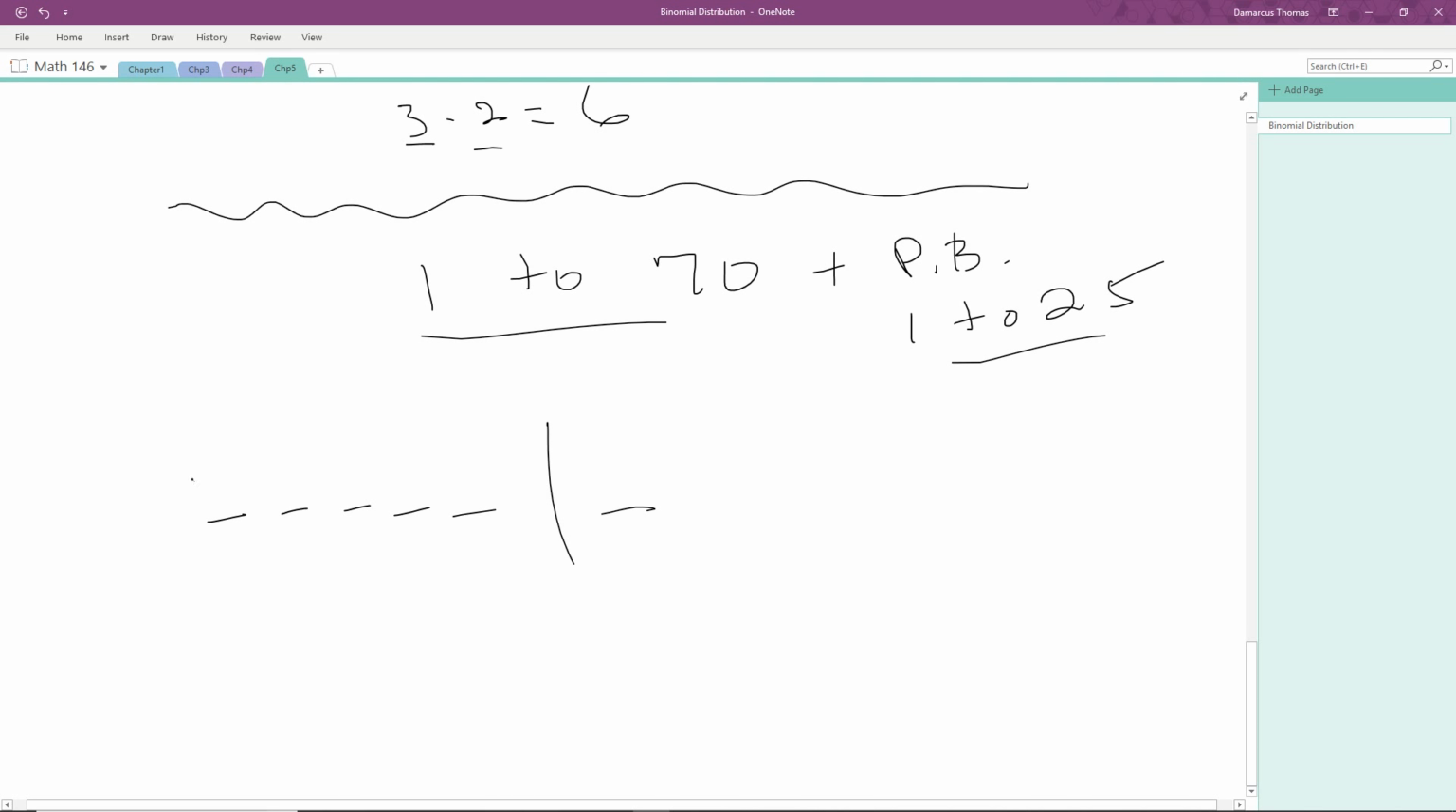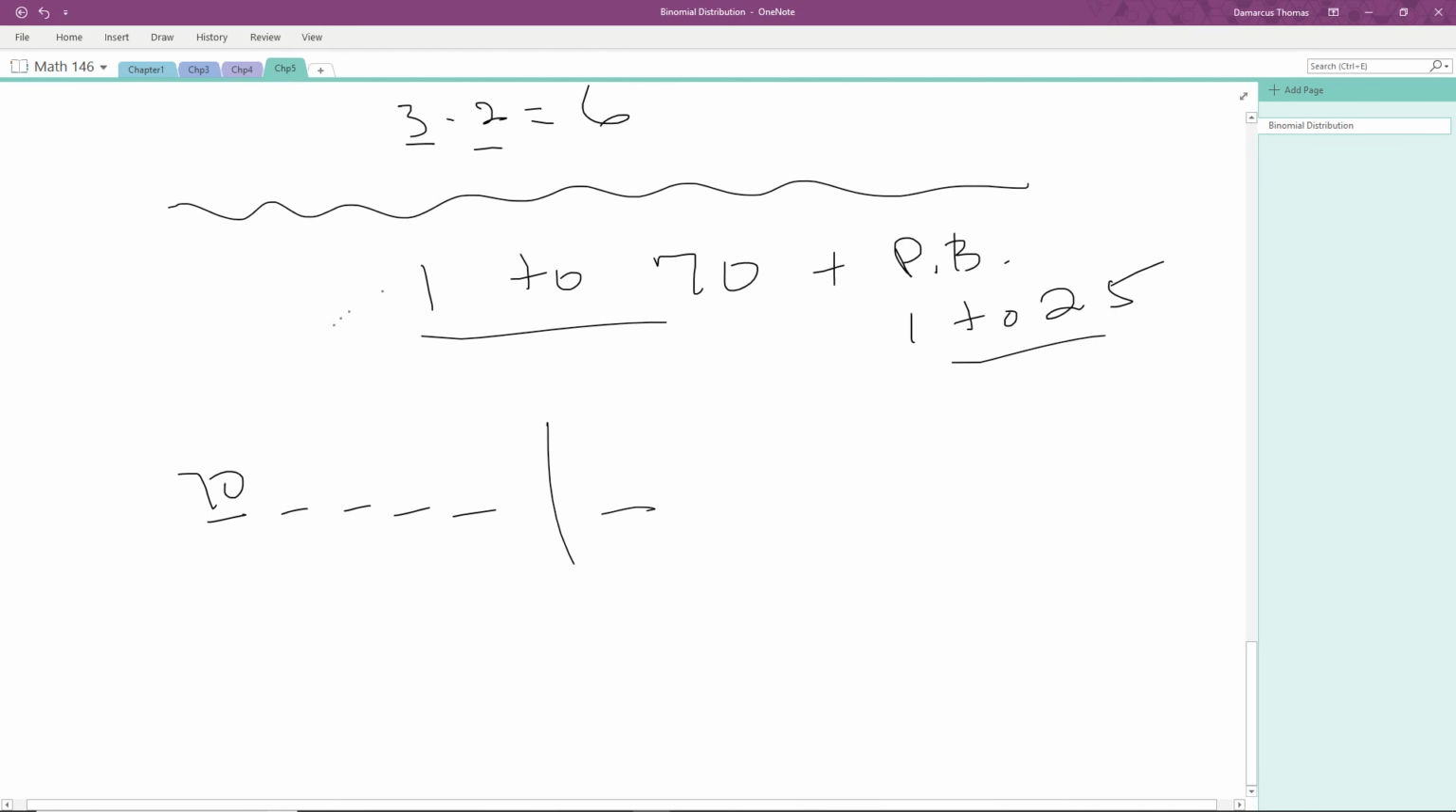Now the question is how many different numbers can go in the first spot? Well, there's 70 different numbers. The numbers 1 through 70. Now let's say 2 was chosen. How many can go in the next spot?